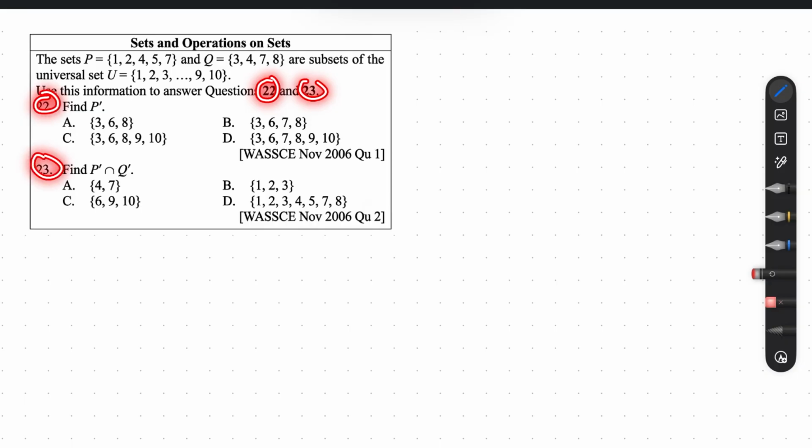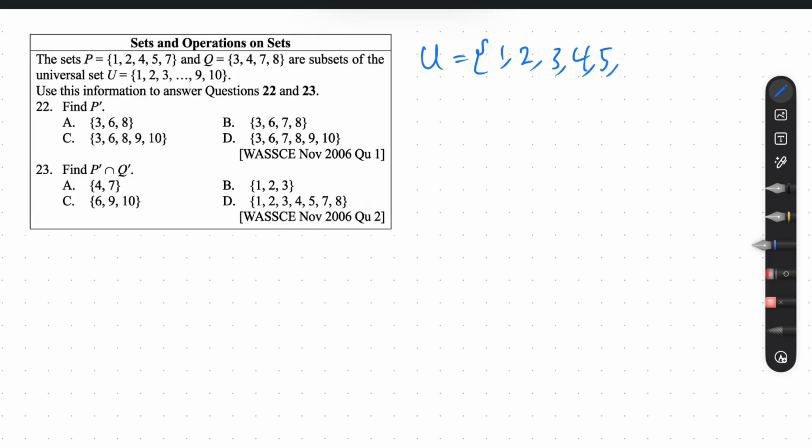So let's write down the universal set completely. The universal set is 1, 2, 3, 4, 5, 6, 7, 9, 10. That is the universal set. Let's now go to the question. The question says find P complement.